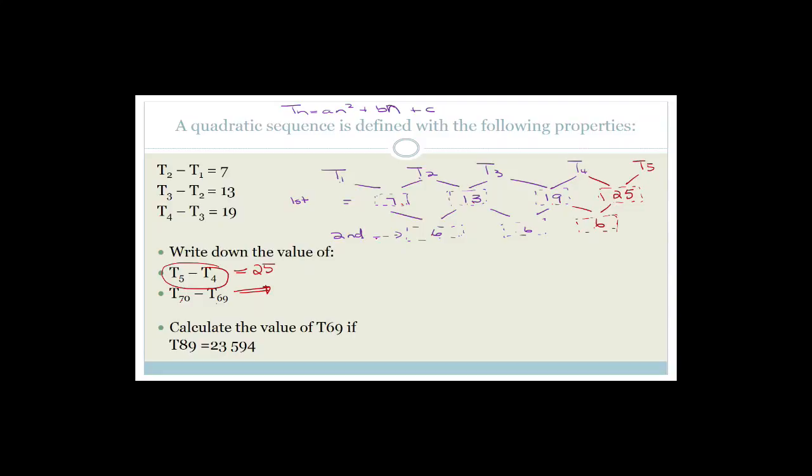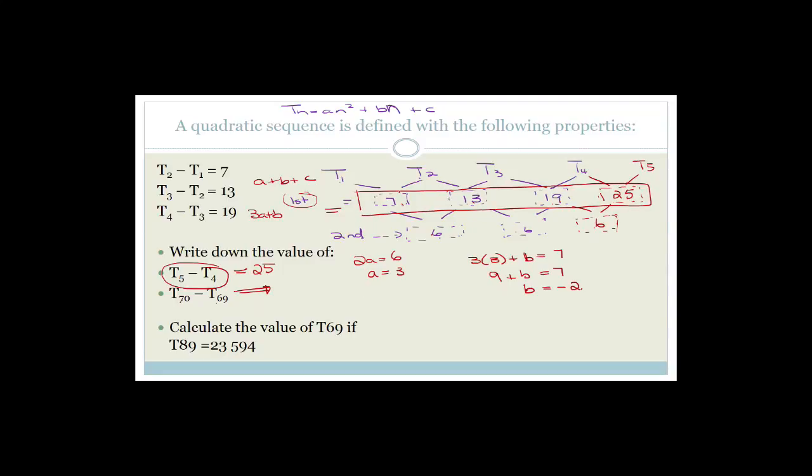So we know that the second difference, 2a, has to equal 6, therefore a is equal to 3. We know that the first difference is made of 3a plus b, which is equal to 7. So 3 times 3, plus b is equal to 7. So it's 9 plus b is equal to 7. So b is equal to minus 2. Okay, and this is ax squared plus bx plus c.